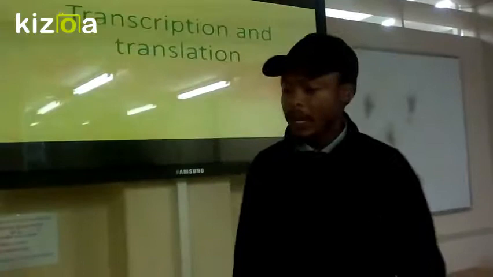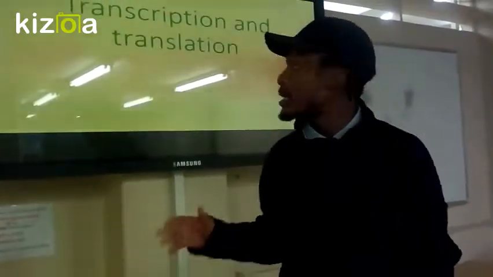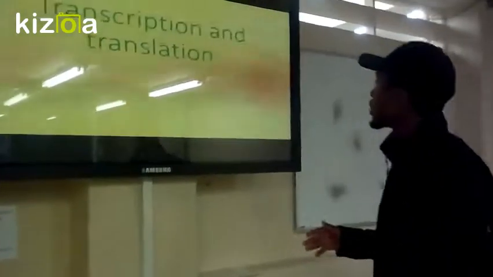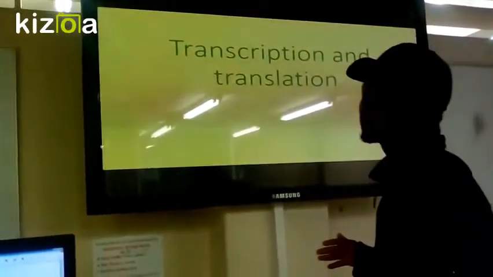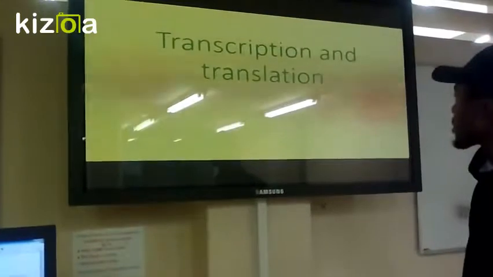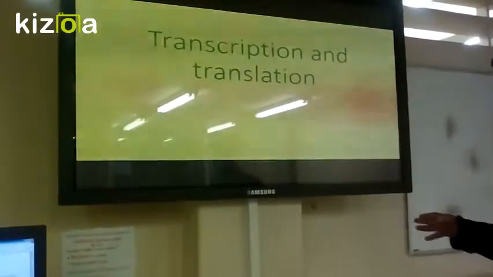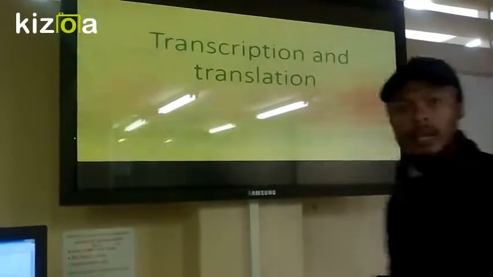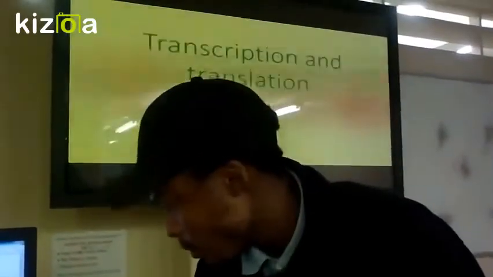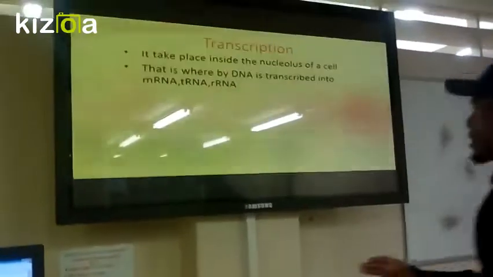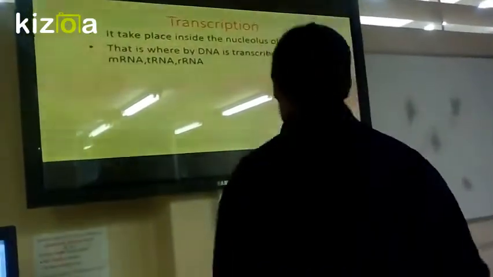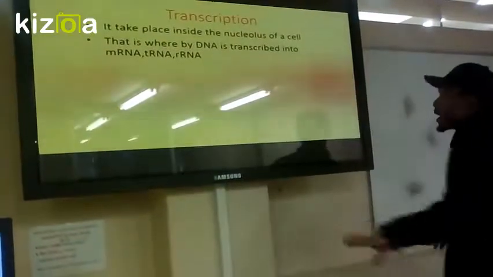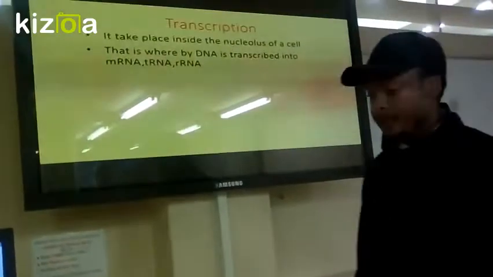Right now I'm going to be talking about transcription and translation. So transcription, what you should know, it takes place inside the nucleus, and then translation takes place in the cytoplasm. As I said, it takes place inside the nucleus of the cell, and that's where DNA is transcribed into mRNA, ribosomal RNA, and transfer RNA.